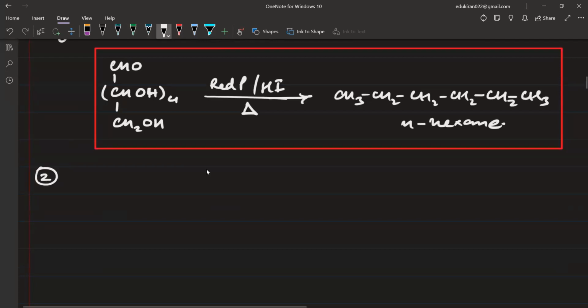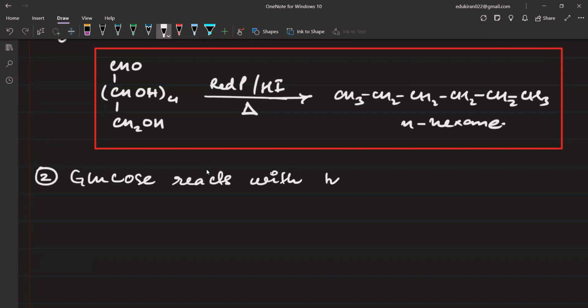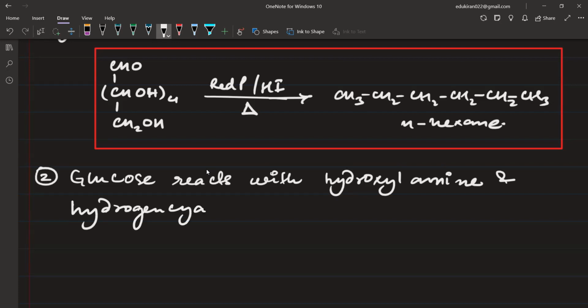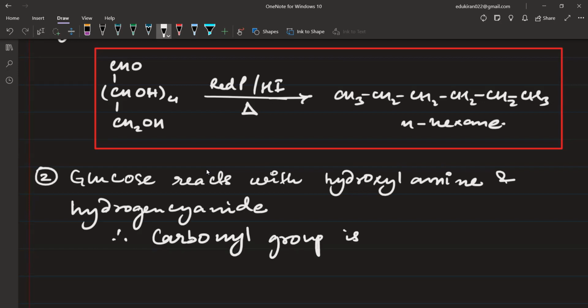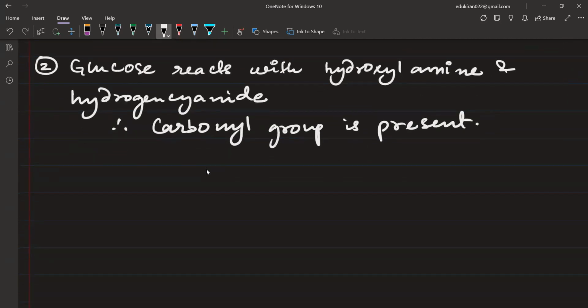Secondly, glucose reacts with hydroxylamine and hydrogen cyanide. Therefore, we can say a carbonyl group, either aldehyde or ketone, at least a carbonyl group is present. I hope you have written the reaction. Now you will write the reaction for these two reactions.